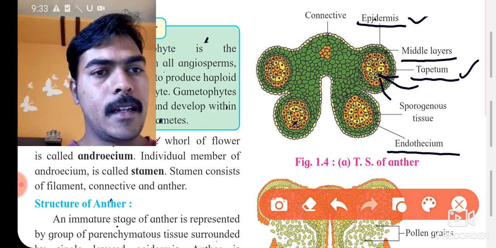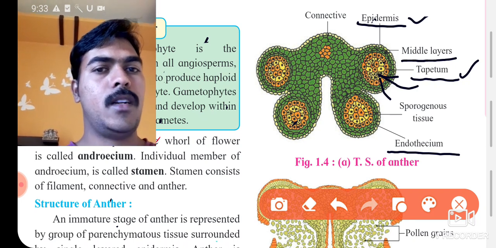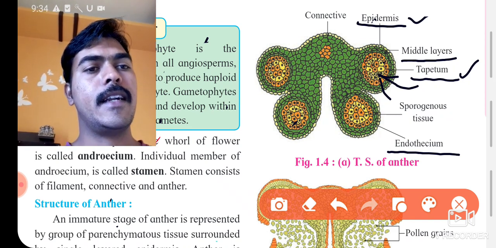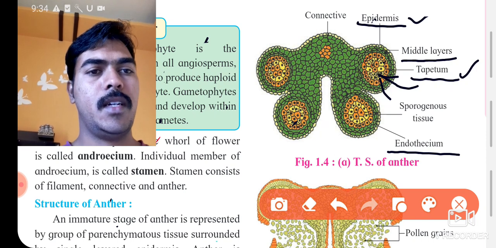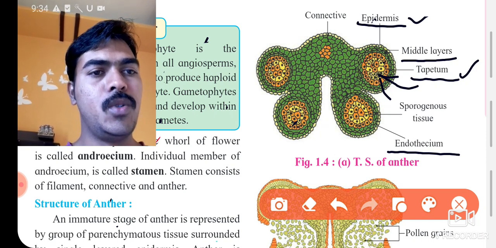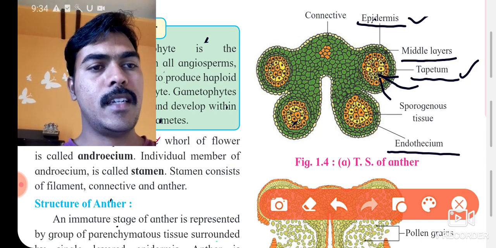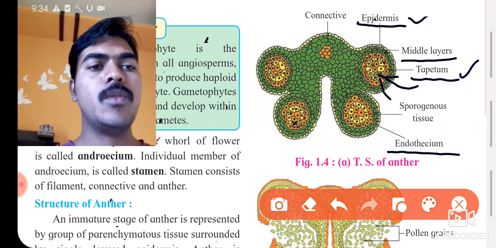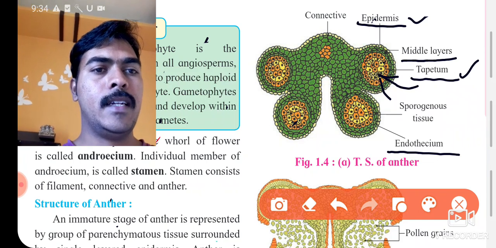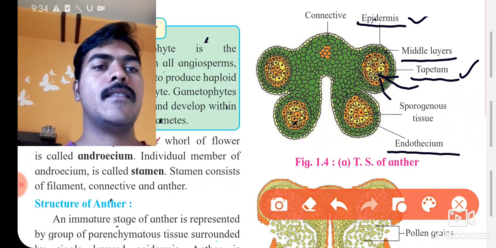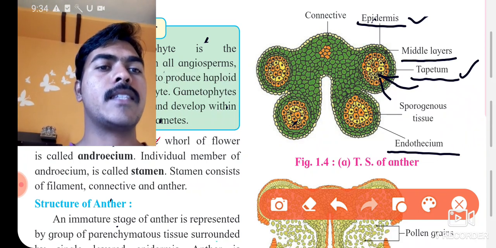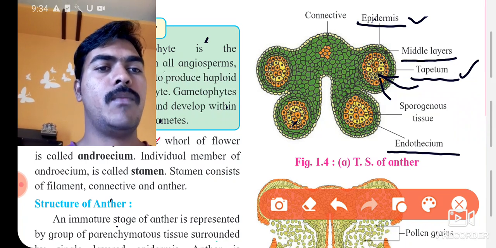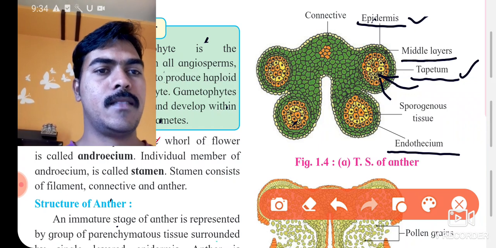And here the orange and yellow color structures, they contain sporogenous tissue. Means the tissue present in this yellow and orange region, they produce spores. This tissue contain pollen mother cells, मतलब the cells which are going to develop into pollen grains.